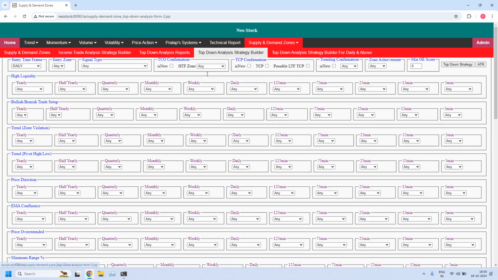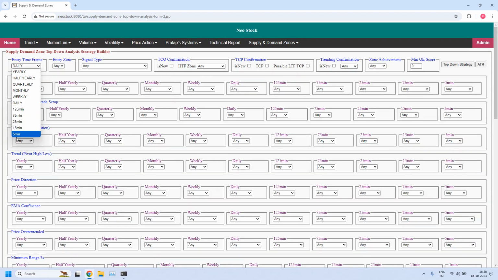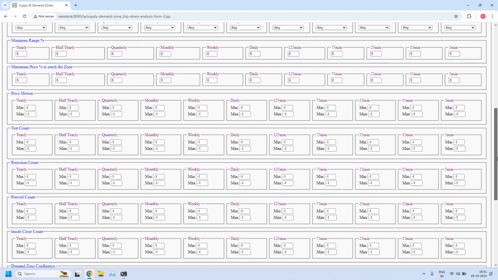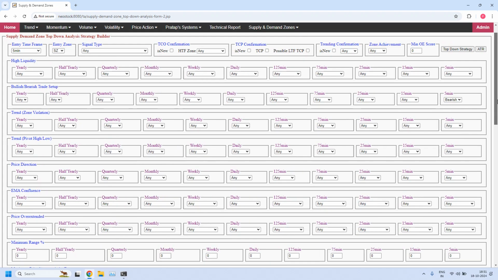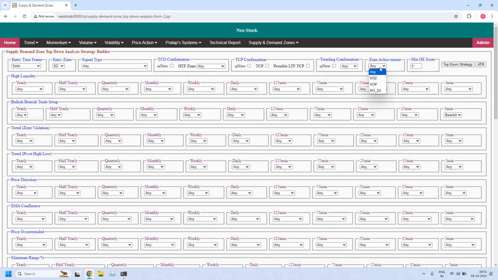bearish trade setup for hourly income trade, entry time frame 5 minutes, entry zone, supply zone. In bullish or bearish trade setup at 5 minutes time frame, I am selecting bearish. The 5 minute supply zone should not be pierced. So in the pierced count at 5 minutes time frame, minimum value I am setting 0, maximum value I am setting 0. Zone achievement should be violated opposing zone, minimum odd enhancer score should be 12. And all the three filters are applied to the 5 minute supply zone.